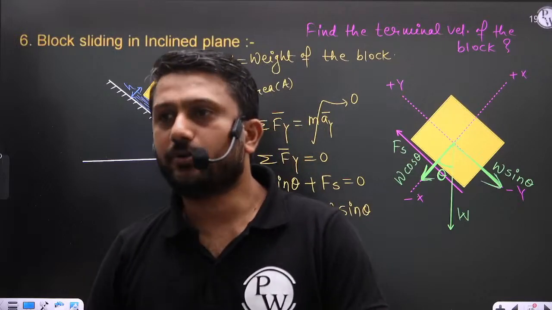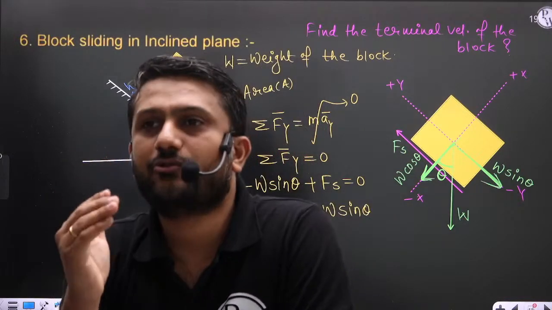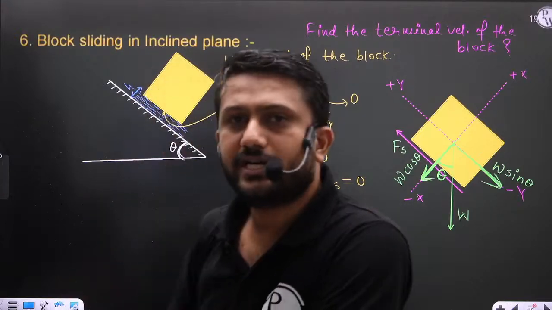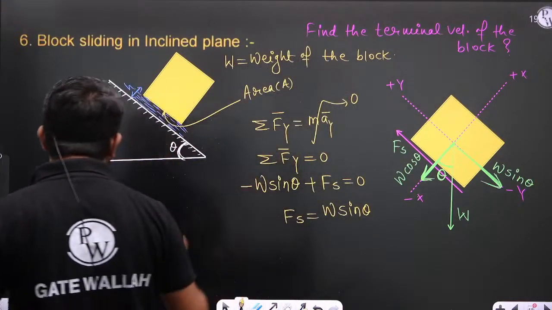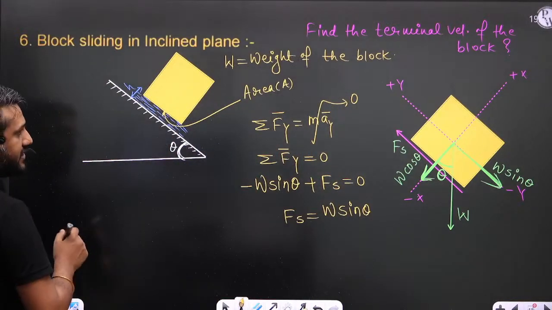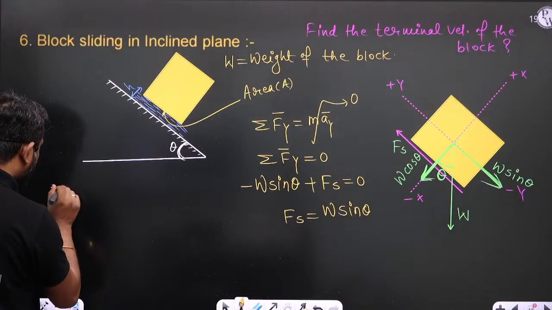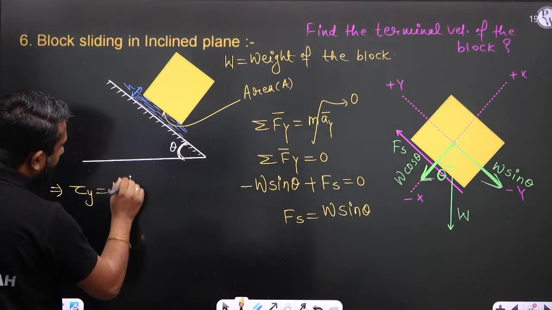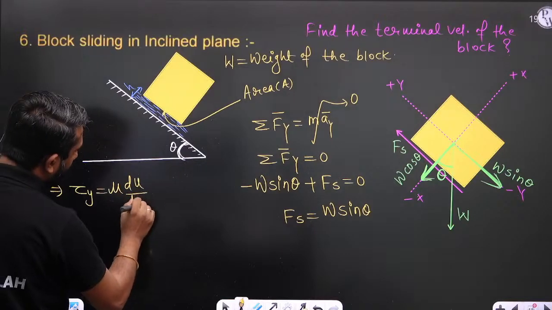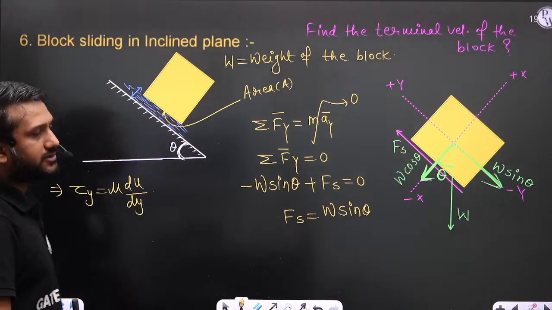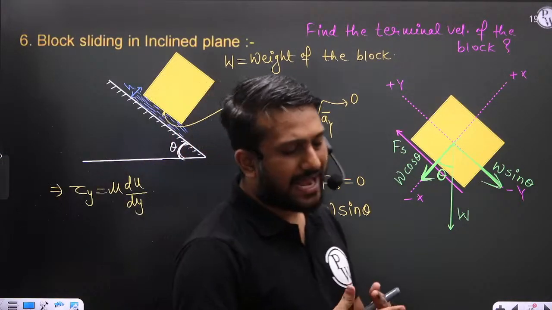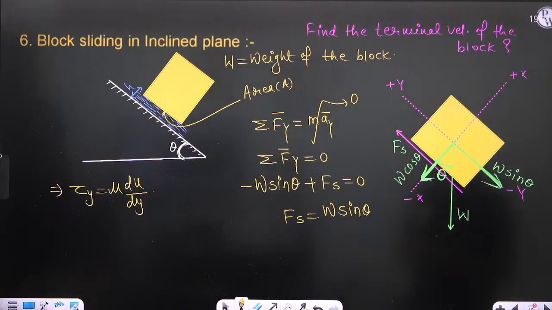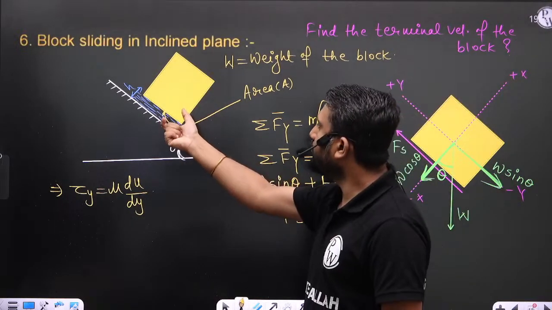But what is my objective? My objective is the calculation of terminal velocity. So from Newton's law of viscosity, we know that the shear stress at any y is equal to mu du by dy. To calculate the shear stress, we must know the velocity variation in this gap.